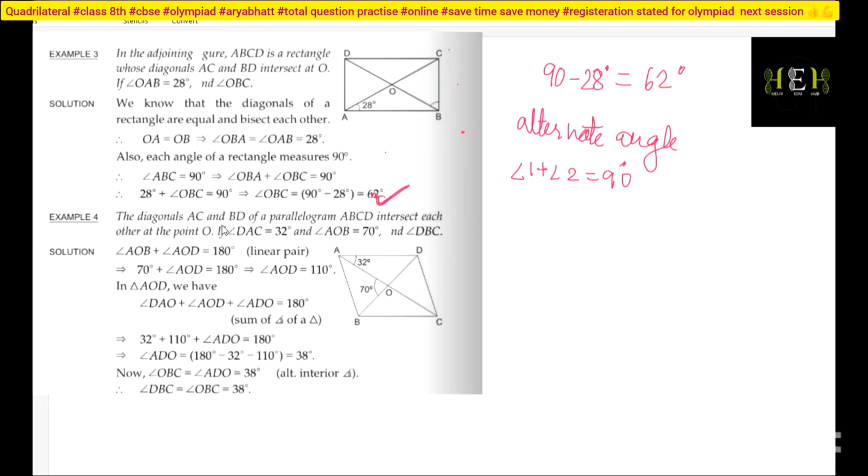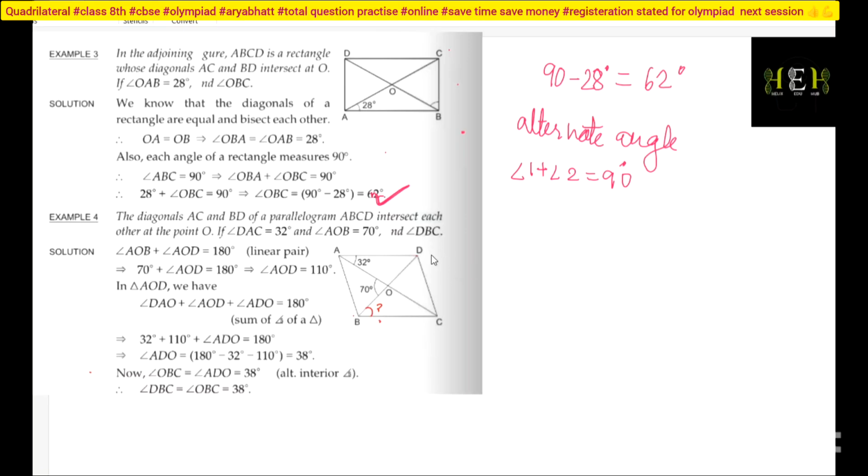They are saying that the diagonals AC and BD of a parallelogram ABCD intersect each other at the point O. That we know, they are intersecting. Now, if angle DAC is 32 degrees and this one is 70 degrees, then find the angle DBC. I have to find out this angle, right?